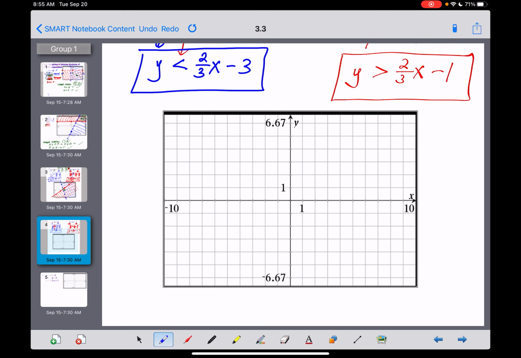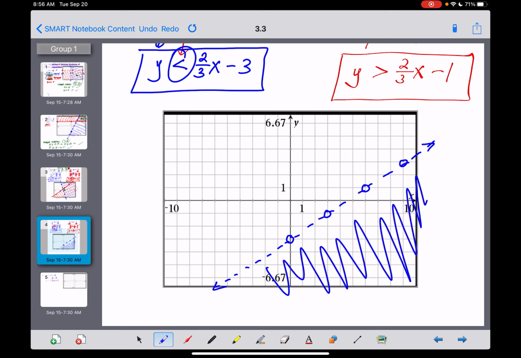Here you go. First line, everybody. y is less than 2/3 x minus 3. Down 3 units for our y-intercept, and it's an open dot because it's just less than. Our slope is 2/3, so up 2, right 3. Up 2, right 3. There you go. This one's going to be a dashed or dotted line passing through those open dots. Okay, so it looks like that. And since this inequality symbol is less than, we're going to shade everywhere below that line. Okay, pretty easy so far.